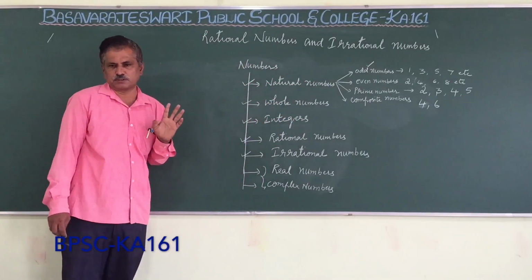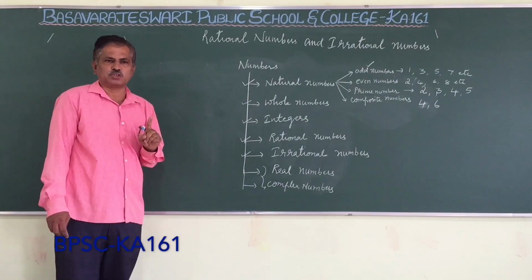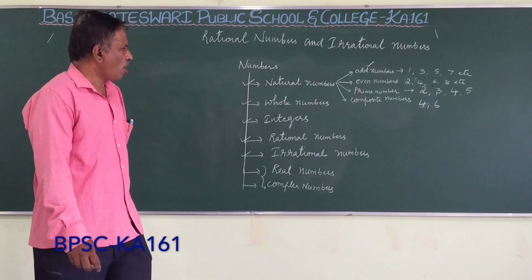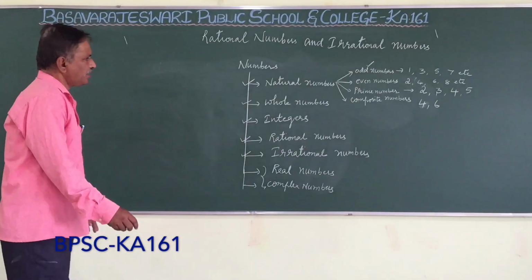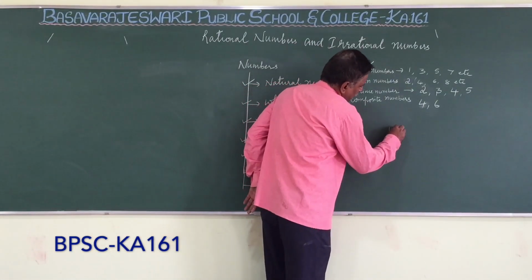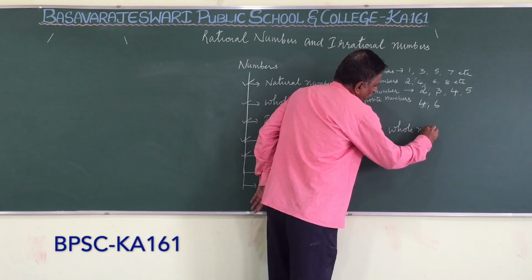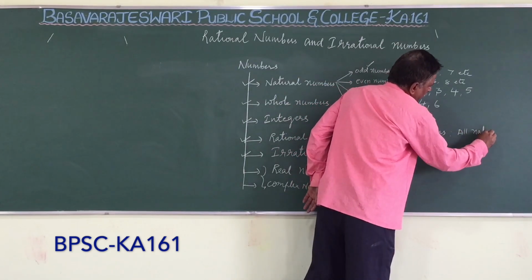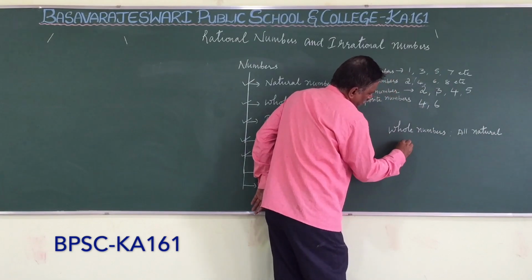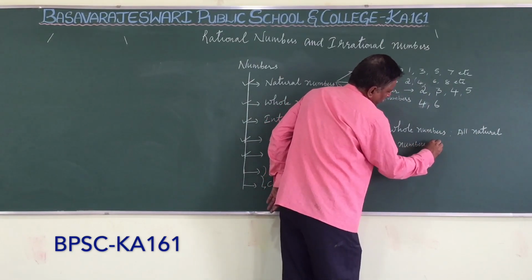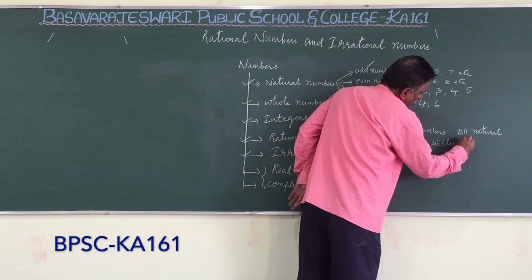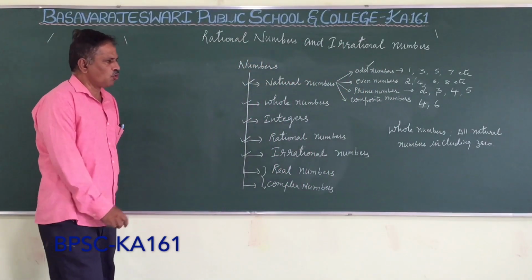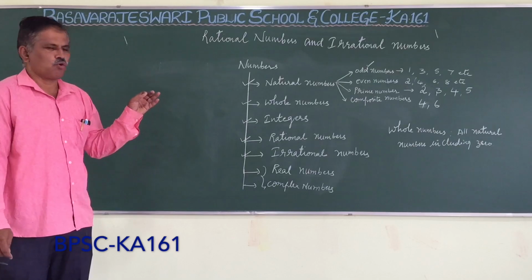Next, whole numbers. Whole numbers means what? All the natural numbers along with 0. All the natural numbers along with 0 are called whole numbers. Right? Whole numbers means all natural numbers including 0.